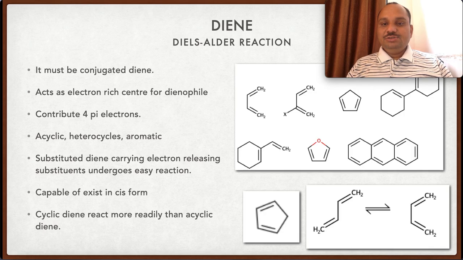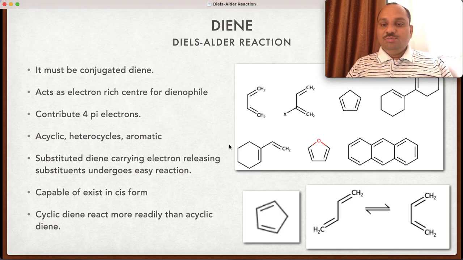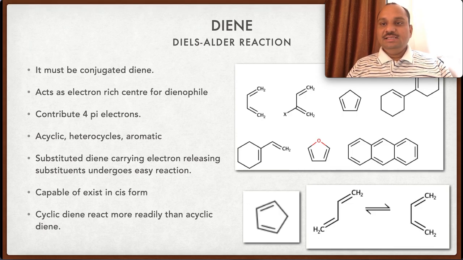If the substituted diene carries an electron releasing substituent, that is an electron donating group, it undergoes the reaction easily. The most important condition for the diene is that it must be capable of existing in the cis form. Then it undergoes the Diels Alder reaction.